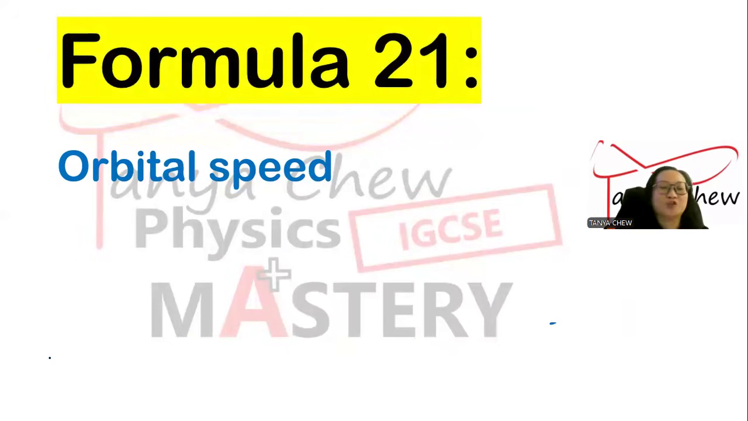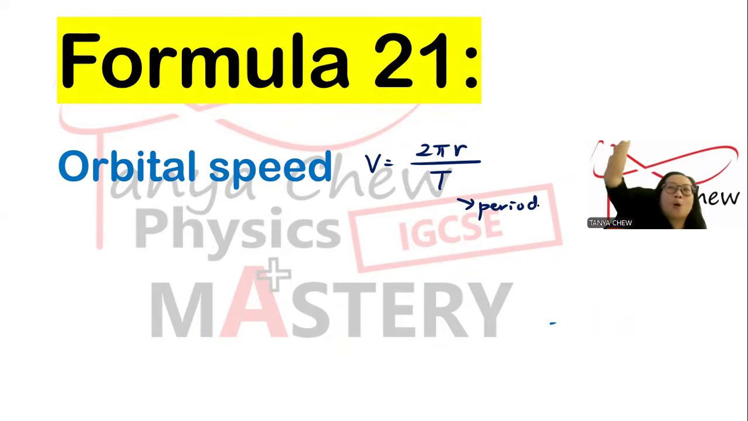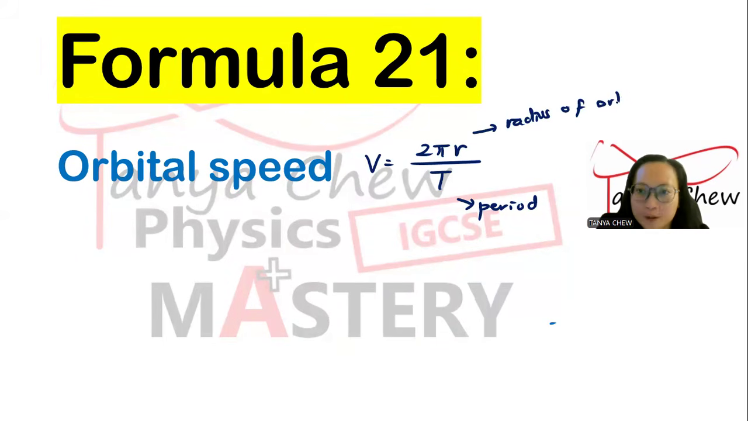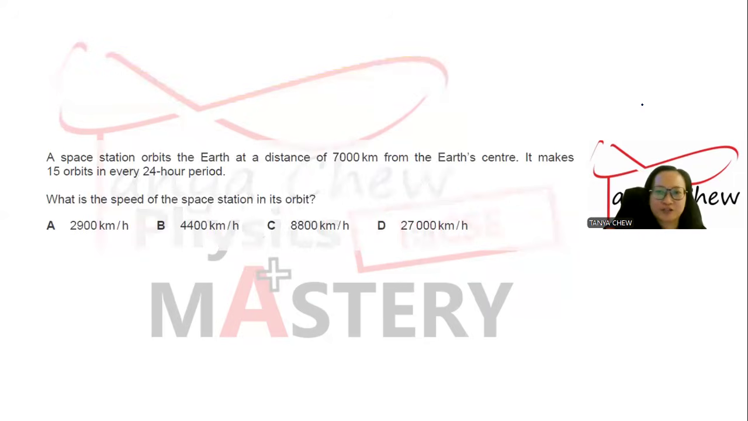And Formula 21, this is orbital speed. This is related to space physics. Orbital speed can be calculated by 2 pi r over T. T is called the period. Period means the time taken for one complete oscillation or one orbit circulation. R is the radius of the orbit. Okay? Now, let us try some past year questions.